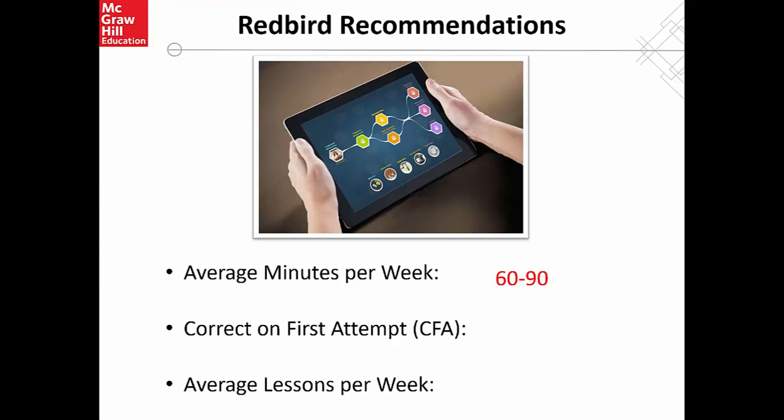And then we have the correct on first attempt percentage, which is a key indicator in Redbird as to the student's placement. It's that zone of proximal development, that productive struggle range that we're looking for, and that falls in the 65 to 75% range.